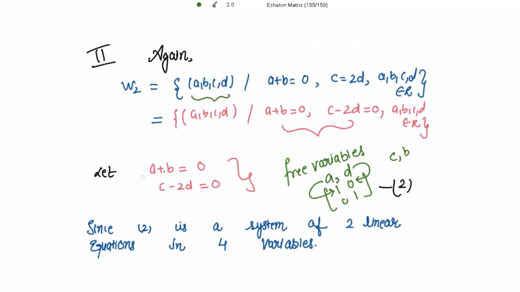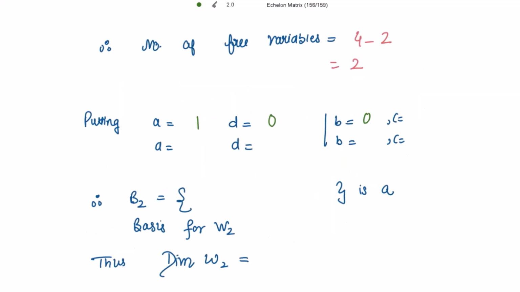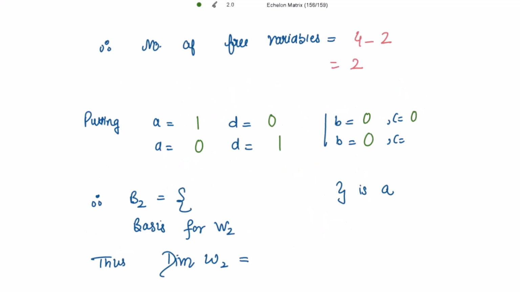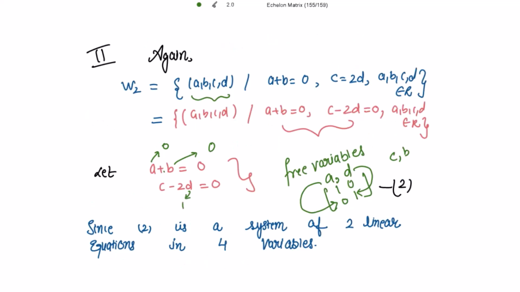So in the first equation, for A equal to 1, we get the value of B as 0. From the second equation, we have been given the value of D as 0, so C is taking the value 0. Right. And now for A equal to 0 and D equal to 1, for A equal to 0, B is taking the value 0, right? And for D equal to 1, C is getting the value 2.